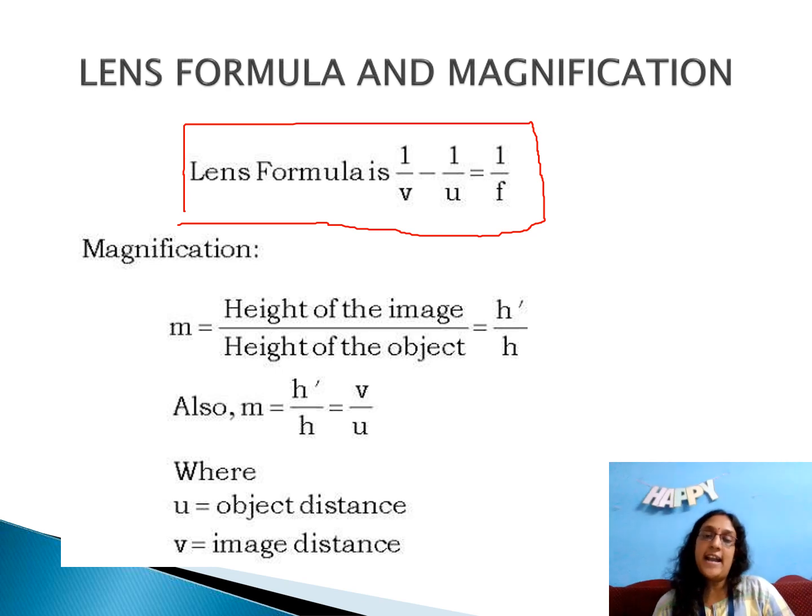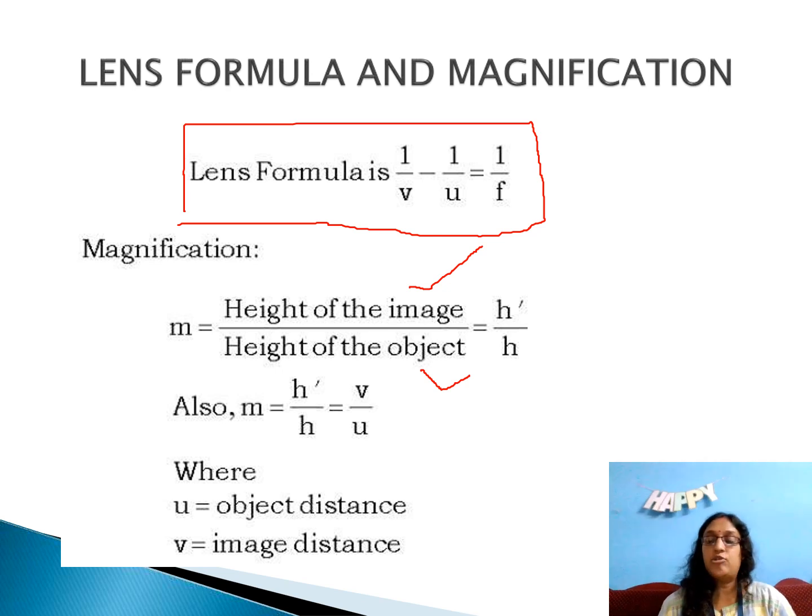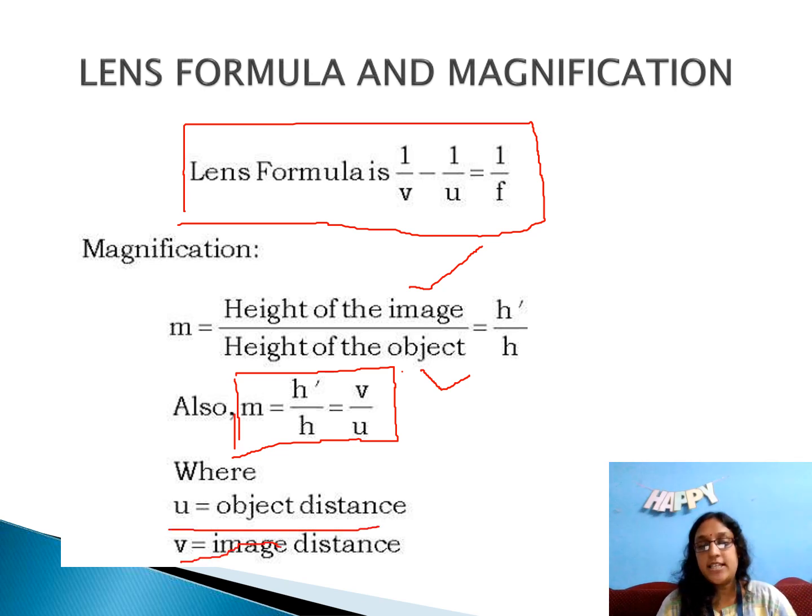Now magnification, you also know your magnification. What is magnification? It is nothing but the height of the image by the height of the object. That is h prime by h. I can denote it as m is equal to h prime by h, which is equal to v by u. Actually, it's an image, so I write v, and this is your object, so I write u, where u is the object distance and v is your image distance.